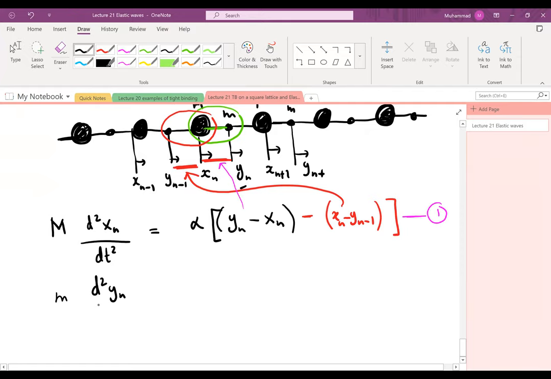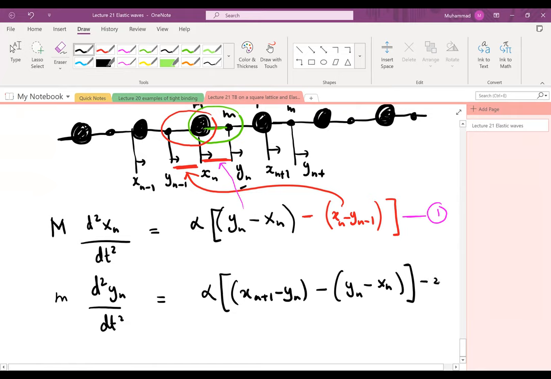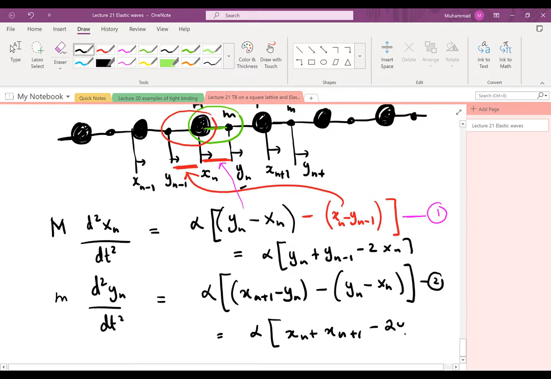Small m d square yn dt square is going to be equal to alpha times (xn plus 1 minus yn minus yn minus xn). This is my equation number 2. Equation number 1 can also be written in this form: yn plus yn minus 1 minus 2xn. Equation number 2 can be written as alpha times (xn plus xn plus 1 minus 2yn). So these are my equations.